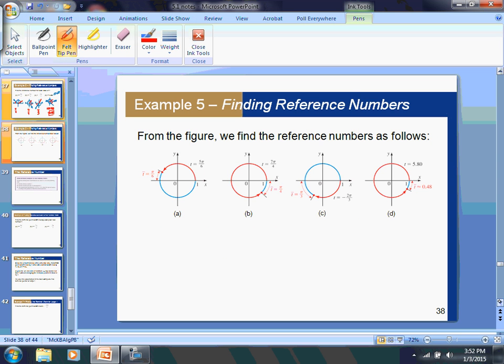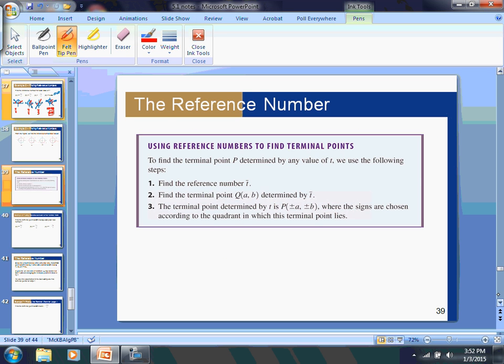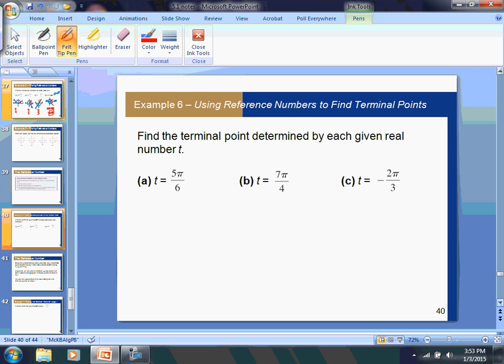Okay, now we're going to switch gears just a little bit here, and we're still going to use our reference numbers, but we're going to use them to help us find terminal points. Okay, so we're going to be finding terminal points now, but we're going to use that reference angle concept that we were just doing to find the terminal point. So I want to find the terminal point for 5 pi over 6, 7 pi over 4, and negative 2 pi over 3. Now, I know these measurements are on the unit circle.